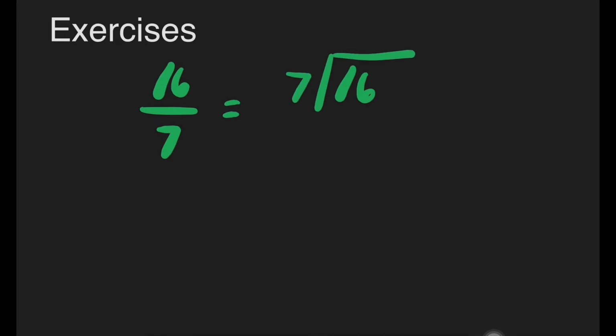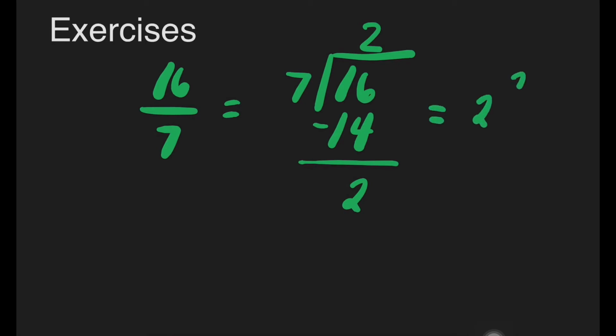How many 7's are there in 16? We have 2. 2 times 7 is equal to 14. Then we can subtract 16 minus 14, that's 2. Okay, and we're done. We will write 2 and 2/7, and we have the final answer.